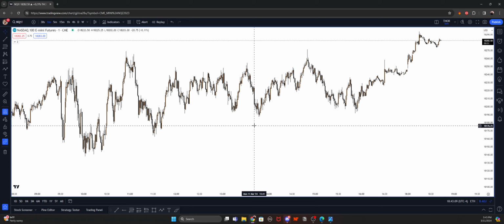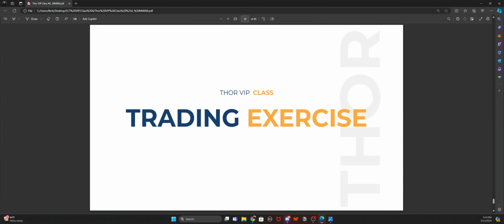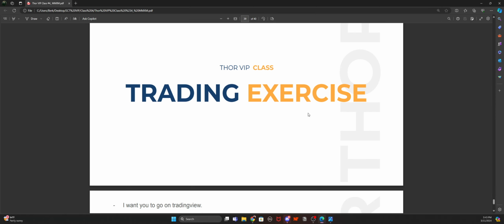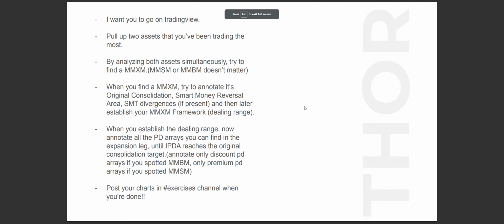So yeah, guys, for exercise, before I forget that, let's take a look at the exercise. What I want you to do is basically go on TradingView, pull up two assets that you've been trading the most. Could be anything. Doesn't have to be Nasdaq. I want you to analyze both assets simultaneously and try to find a market maker model. Whether that's sell model or buy model does not matter. Time frame does not matter. You can go back in time. You can use Forex replay if you want to.